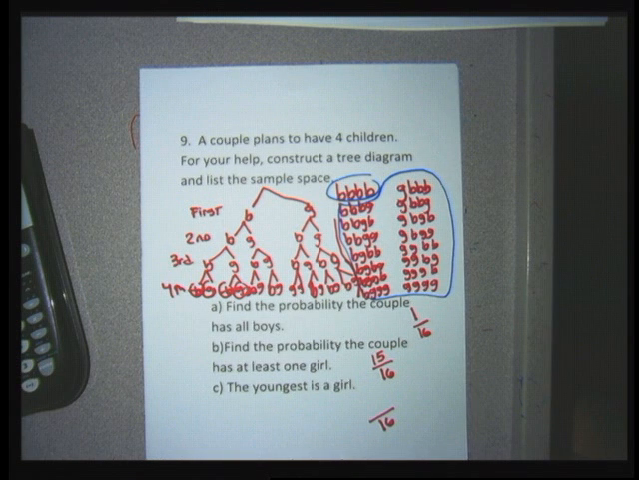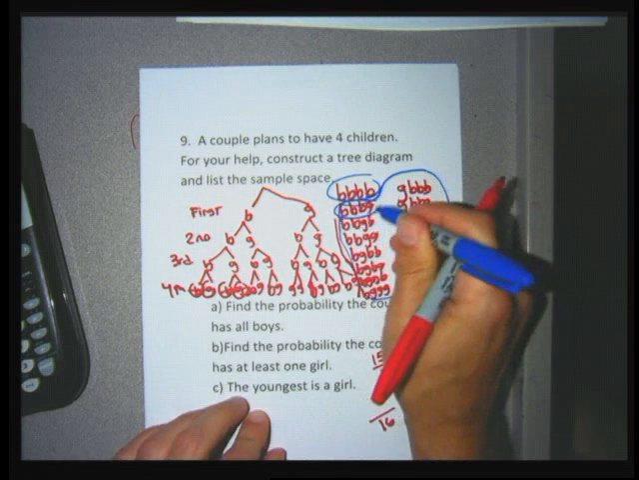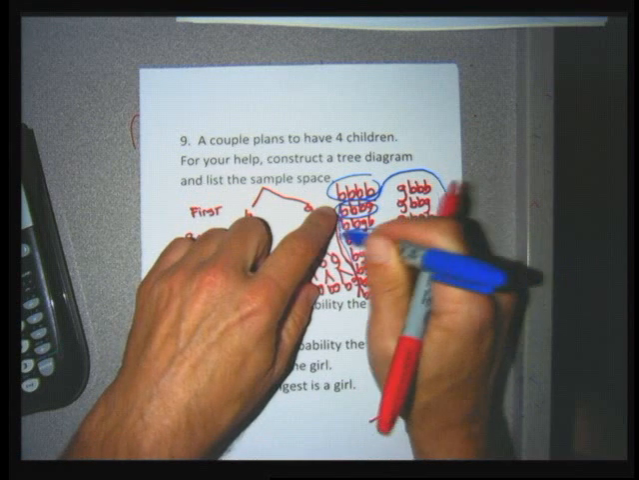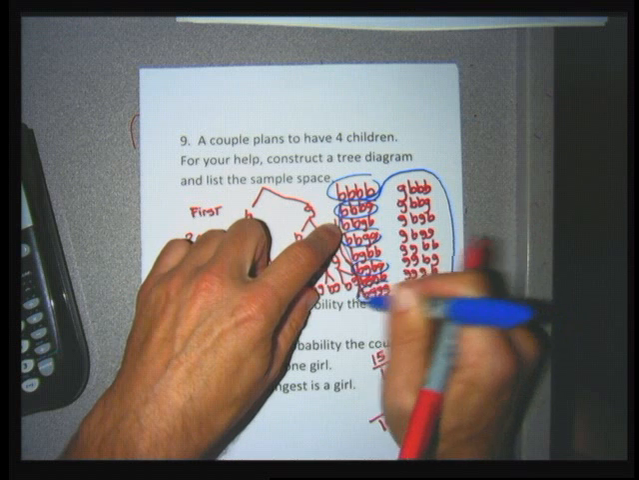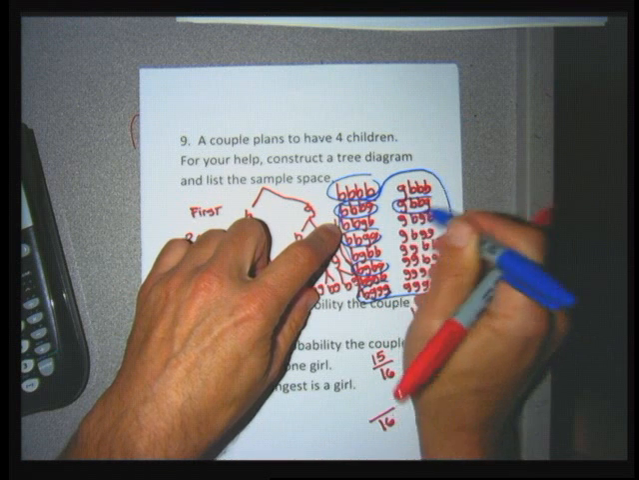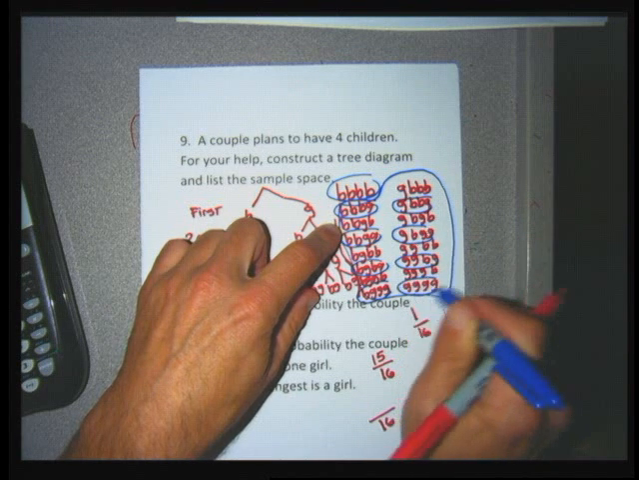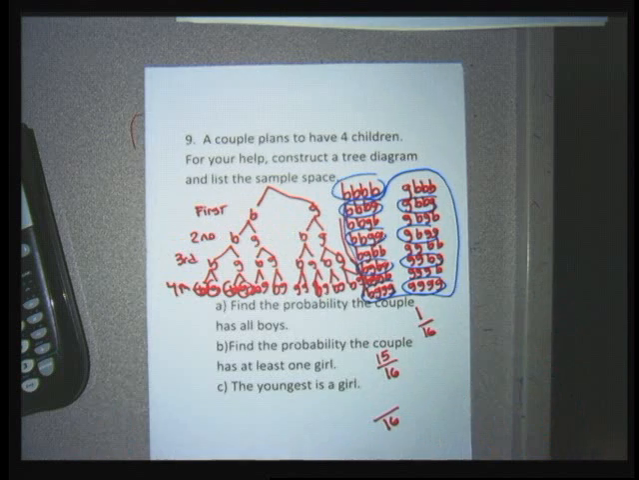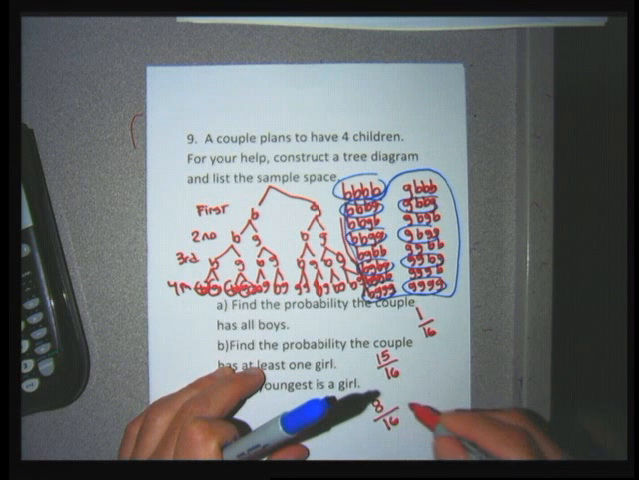My probabilities, the youngest child is last. For the youngest to be a girl, that one has the youngest as a girl, that's 1. There's another, that's 2, 3, 4, 5, 6, 7, 8. There's 8 items in my sample space that have the G written last, that's having the youngest as a girl. So this is going to be a fraction that's 8 over 16, and that fraction reduces to 1/2.